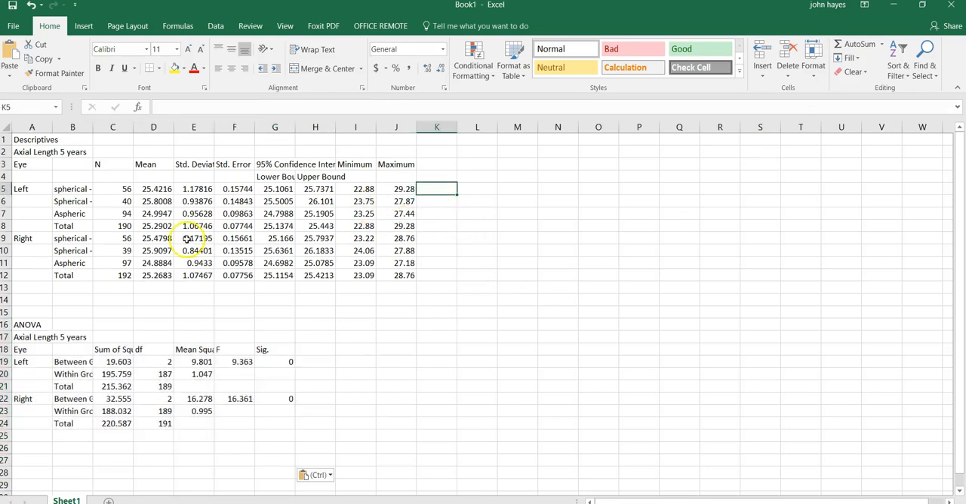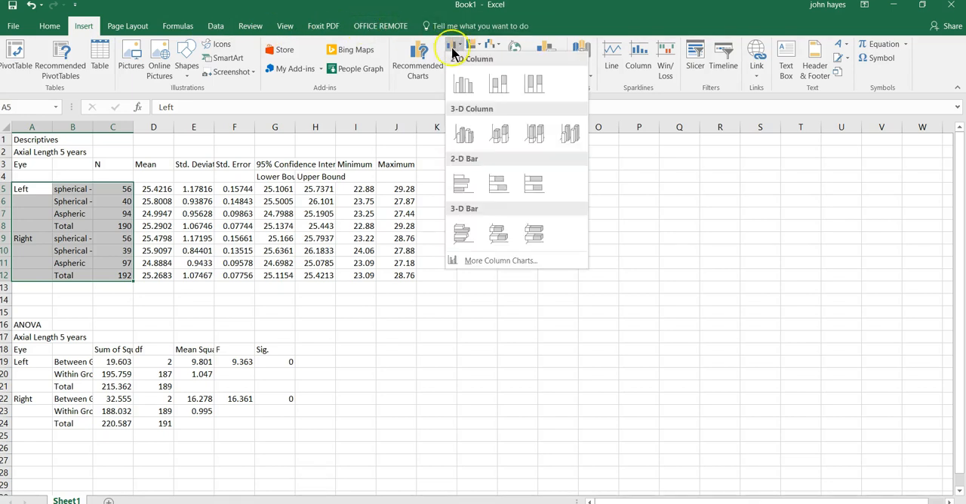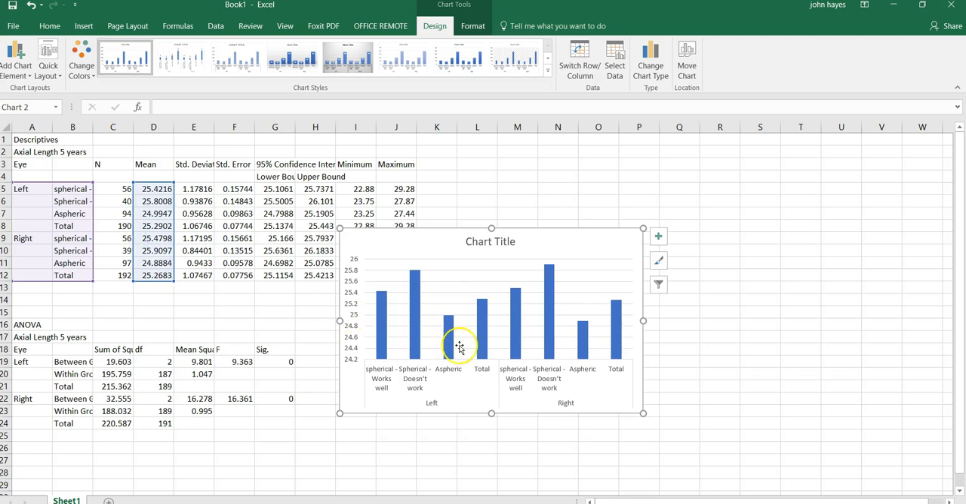And let's insert a bar chart. First of all, we could do this two ways. We could look at both left and right side by side. Let's see what that looks like. Insert bar graph. So we have the left eye here and we have the right eye here. We would get rid of total because that's kind of misleading. And this is N also, by the way. So it would look like this for the left and right eye.